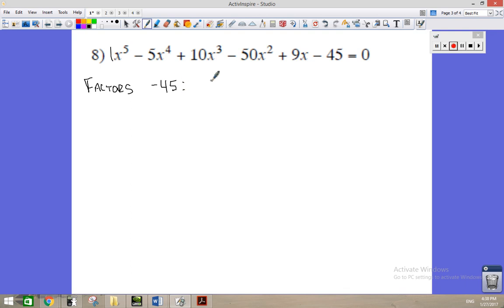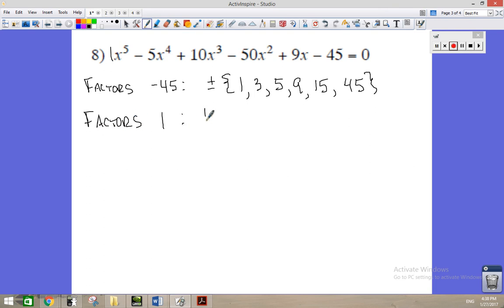Let's list those. Plus or minus, these are the integers that divide 45: 1, 3, 5, 9, 15, and 45. And the leading coefficient of 1, factors of 1, well, that's just plus or minus 1. So the list of possibilities for rational x-intercepts, for rational roots to this equation, is just one.